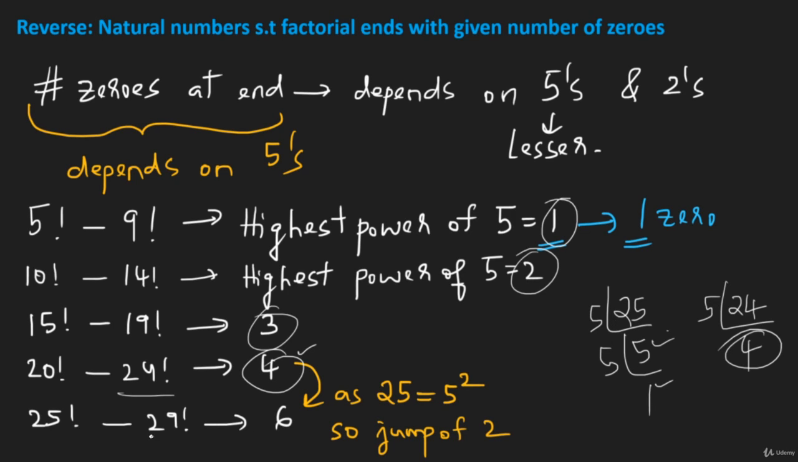25 factorial to 29 factorial will have 6 zeros. Now remember, there will always be only 5 numbers with a given number of zeros. So there are 5 numbers, that's 5, 6, 7, 8 and 9, whose factorial will have 1 zero at the end. Similarly, 25, 26, 27, 28, 29. There are 5 numbers whose factorial will have 6 zeros at the end.